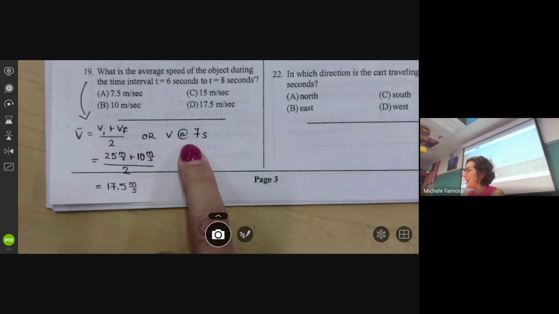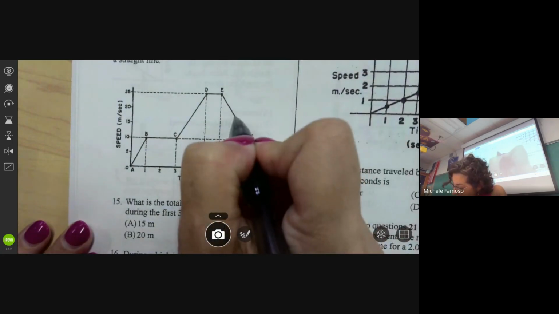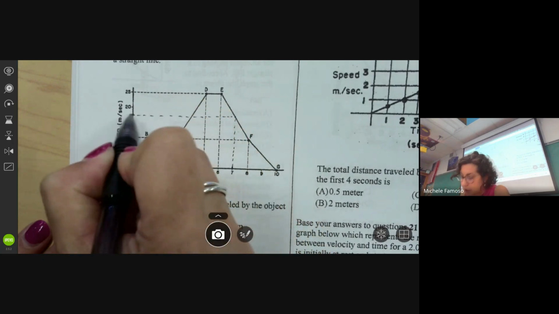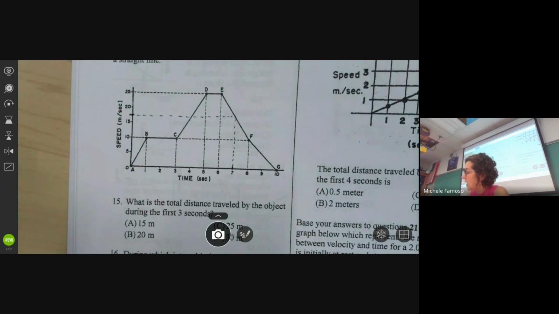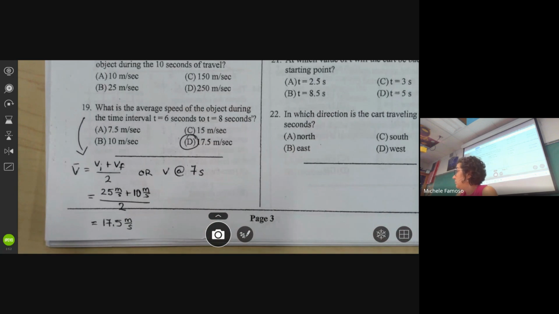Now, is that what I get when I read it at 7 seconds? Well, let's find out. Here's 7 seconds. We go up and we go over, and sure enough, that looks like it's about 17.5. So that's how we get choice D. You can do it either way, whichever way you prefer.